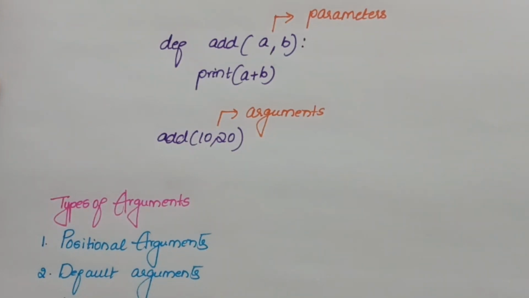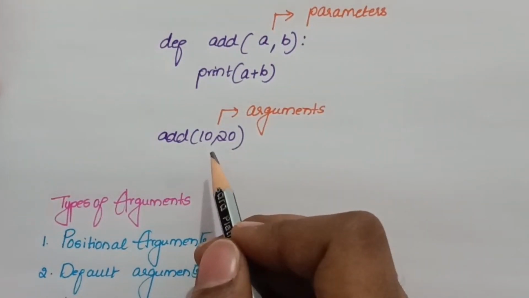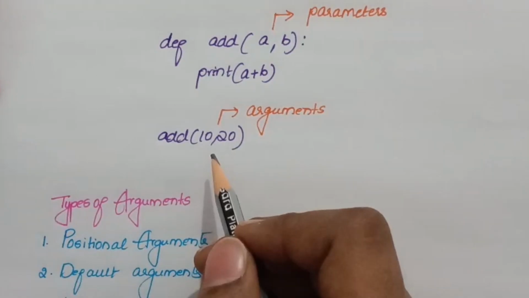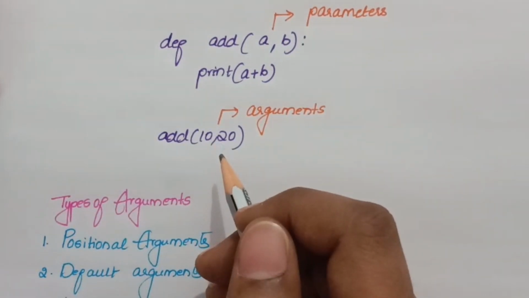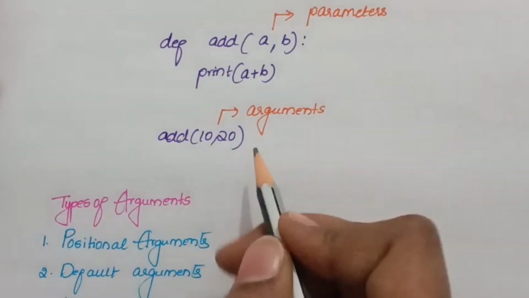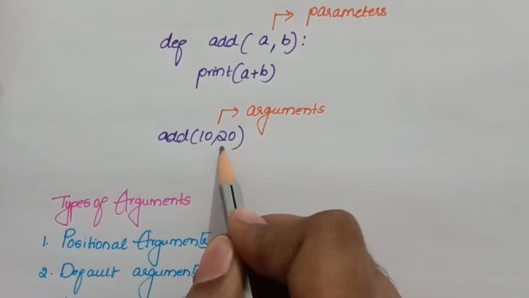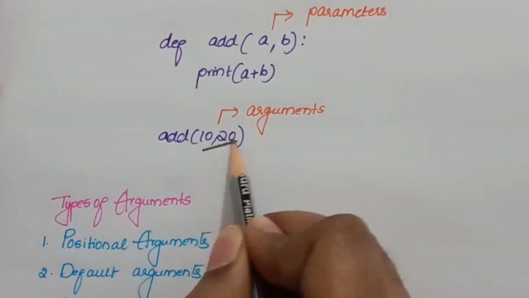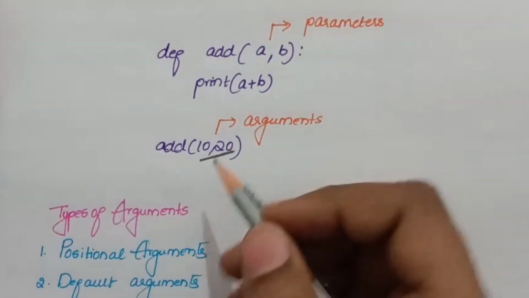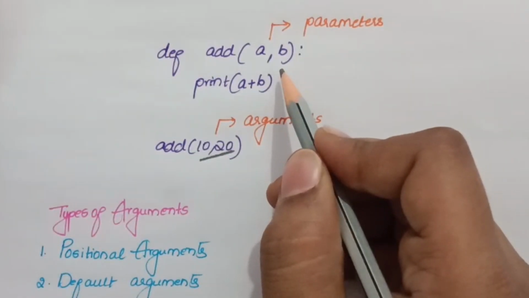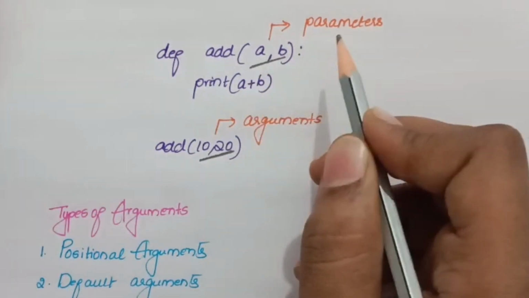Usually, students get confused between two words. What are parameters and what are arguments? The difference between them is simple. The values, the things which we send as inputs or which we pass as inputs to a function are known as arguments. So here 10 and 20 are arguments, and something which we use to catch those inputs, here a and b, are known as parameters.